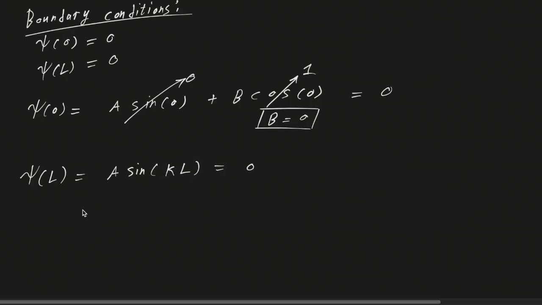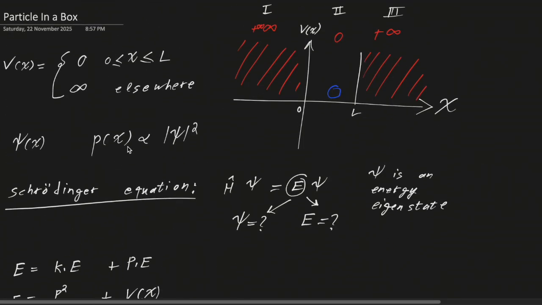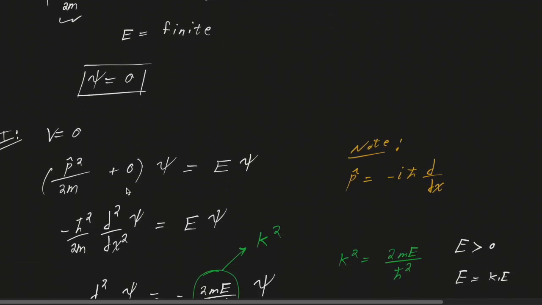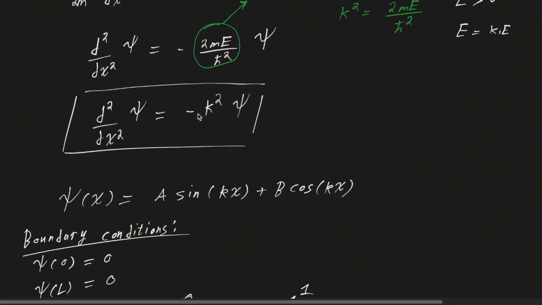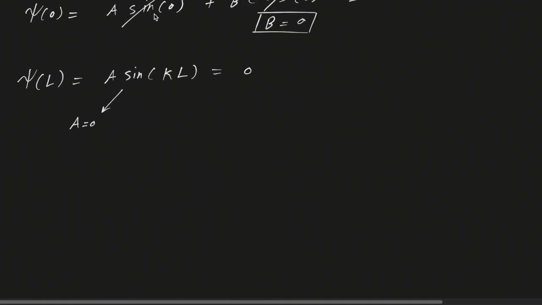Now in this case we have two solutions. You either have a equal to 0, which is a trivial solution, because if a is equal to 0 and b is equal to 0, then psi of x will always be equal to 0, which is obviously a solution to this differential equation. So it's a trivial solution.